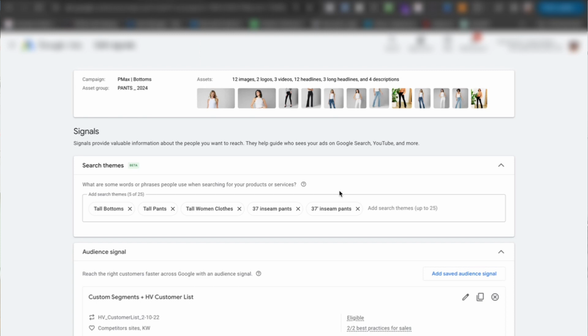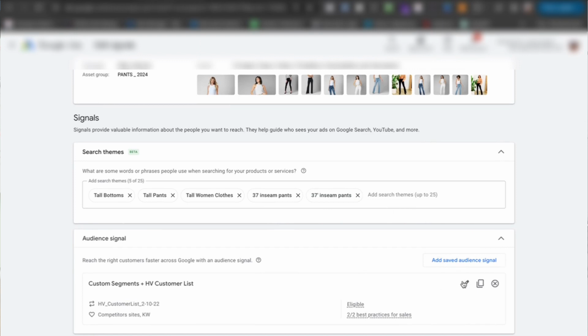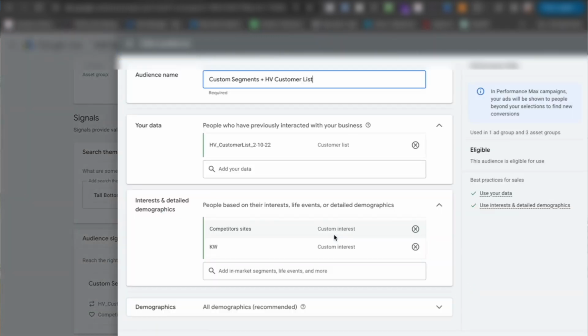And then outside of that, we also have audience signals with customer data from the specific brand, such as the customer list. It's very important that we always have that in here. And at times we also have competitors' websites as audience signals, right? So all this overall just helps our campaign find our potential customers.